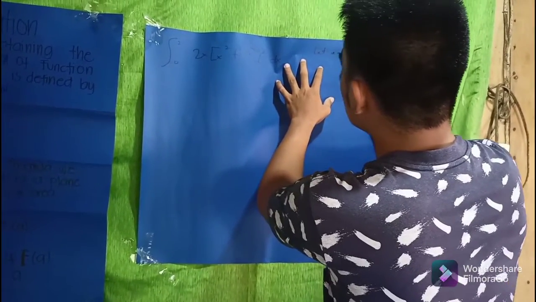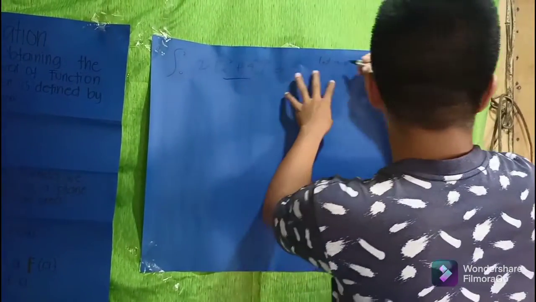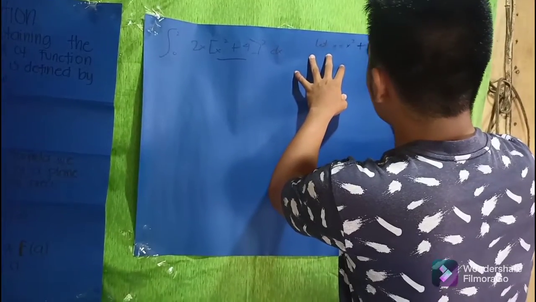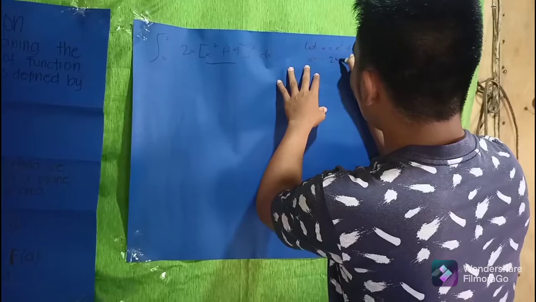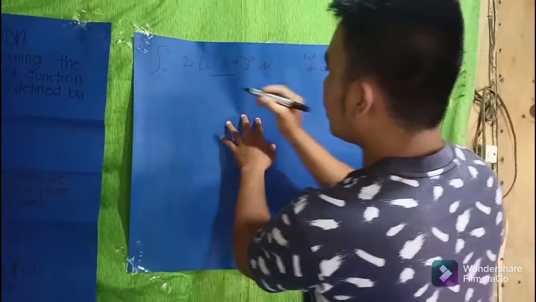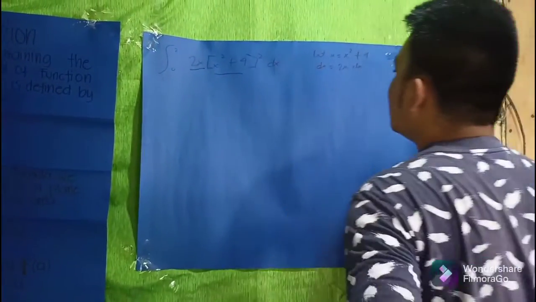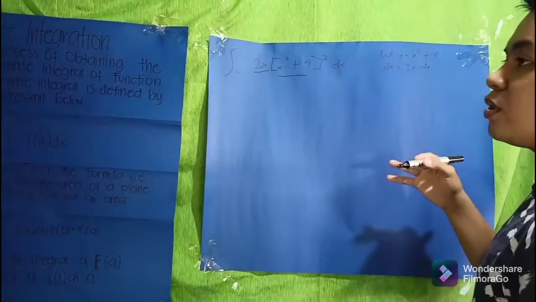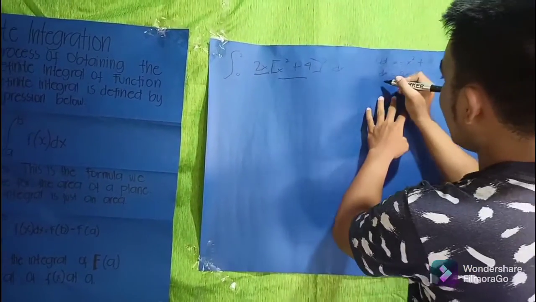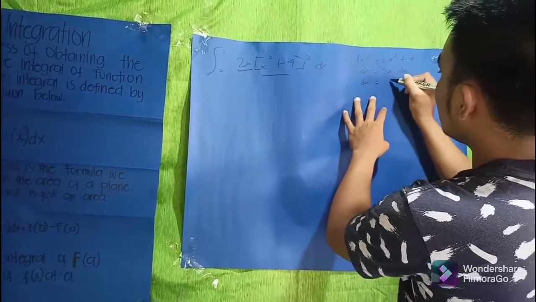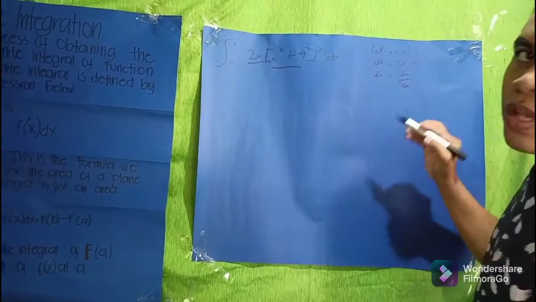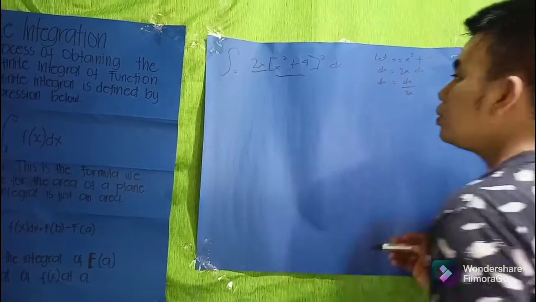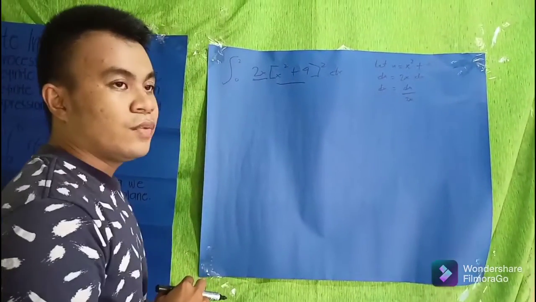So we let U is equal to this expression, x squared plus 4, and we let du is equal to 2x dx to cancel out the 2x here. So we already know how to solve the dx. So the dx would be du over 2x. Now that we have the u substituted, we will now solve it.